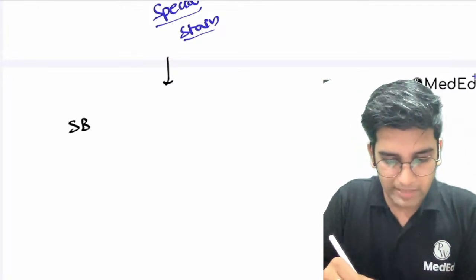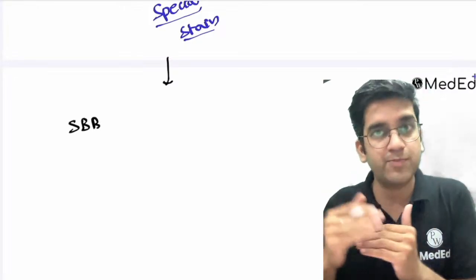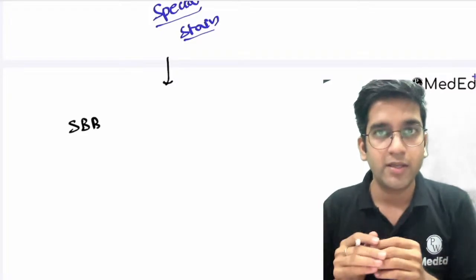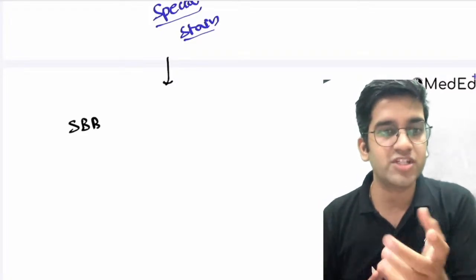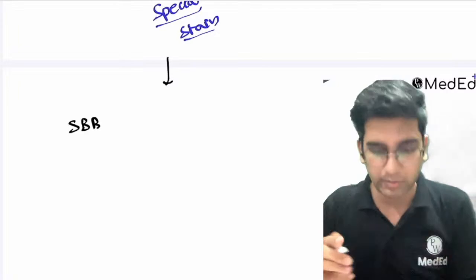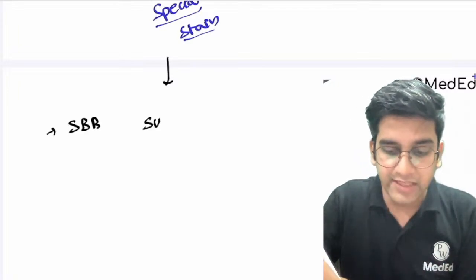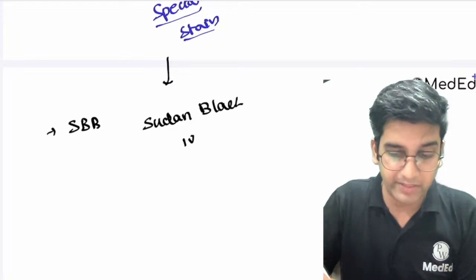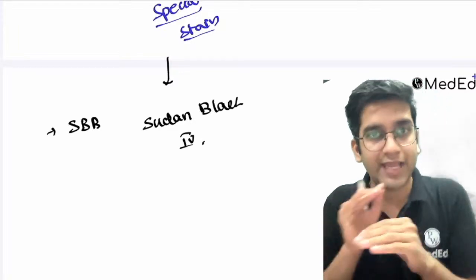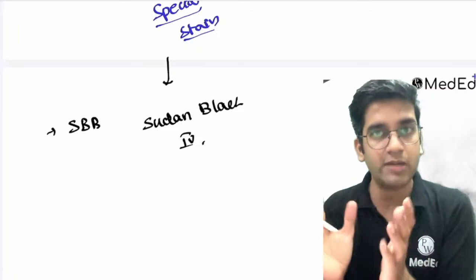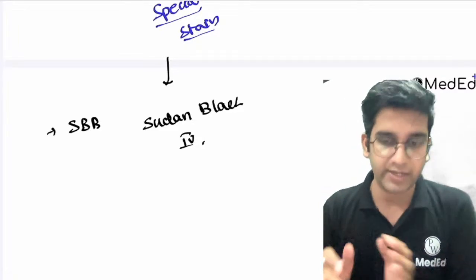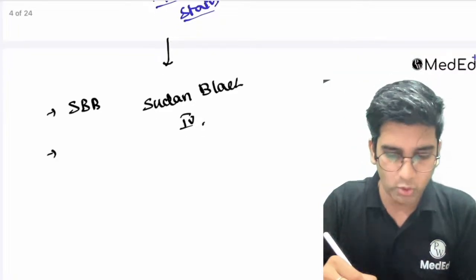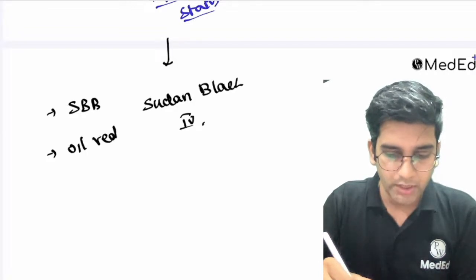Yes, Sudan black B. I want you to know that SBB is the other name for Sudan black B. You should not get stumped that, okay, this question is SBB, I don't know what is SBB. SBB is Sudan black B. Not just Sudan black B, anything which comes in Sudan black, it can be Sudan black B. Sudan black has multiple things, it has 4, it has 5, multiple numbers. Anything with a prefix of Sudan black is a fat stain. Remember that, right? And like Manpreet said, there's one more thing, oil red O, right? Okay, oil red O.